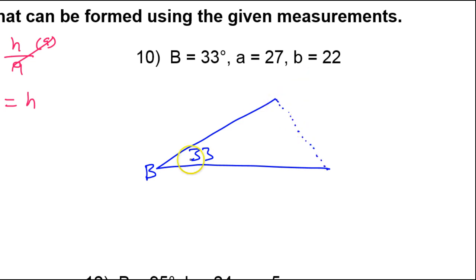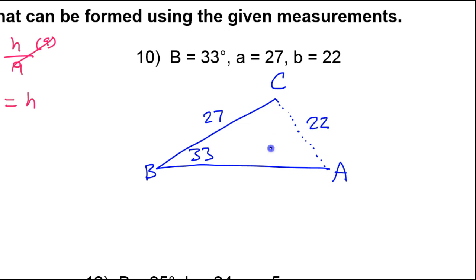That makes this side B. So the 22 goes here. The other side will be the rigid side. Okay, so I'll put the 27 right there. That's A, so that means that this is angle A over there. And angle C must be the one that's left.